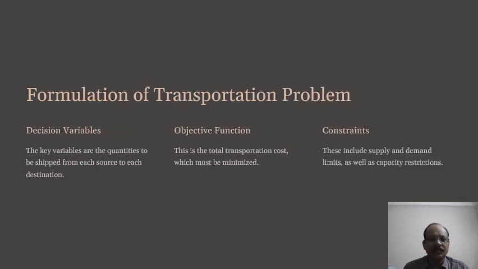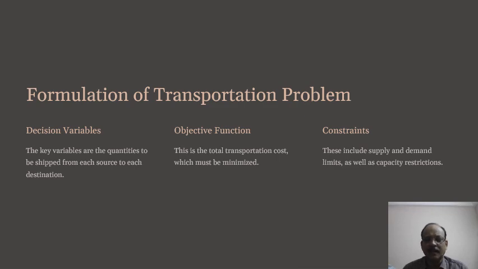Now, formulation of the transportation problem. How do we formulate it? First, the decision variables. The key variables are the quantities to be transferred from the ith origin to the jth destination. So each origin to each destination quantity you denote as a decision variable, for example x1, x2, up to xn, or x, y, z, like that.